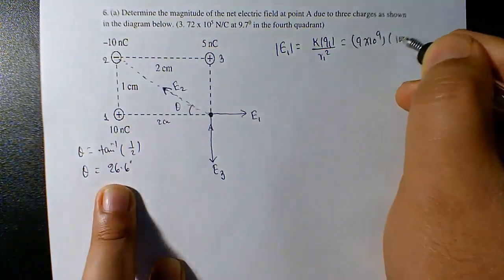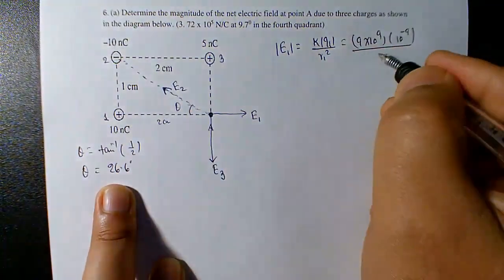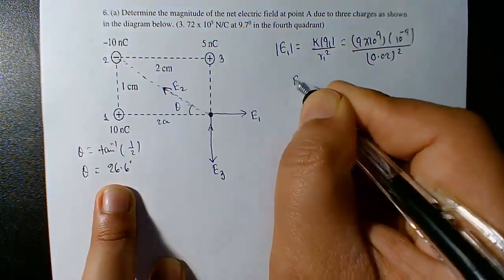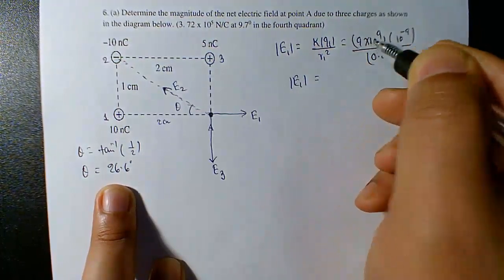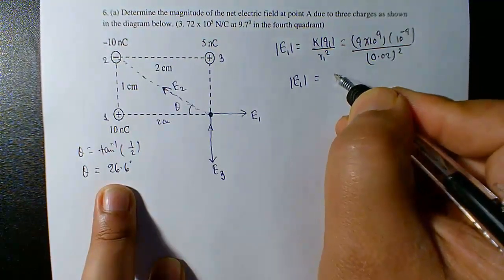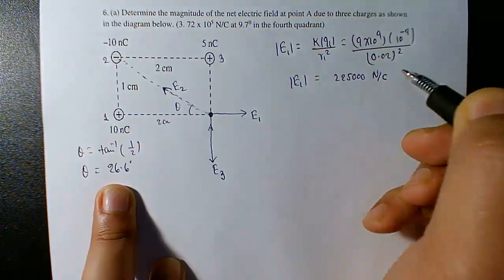Q1 is 10 nanocoulombs, magnitude 10 to the power negative 9, divided by R1, which is 2 centimeters. But make sure you convert into meters, right? Because the constant is given in standard units. So that's it. E1 magnitude is 225,000 newtons per coulomb.